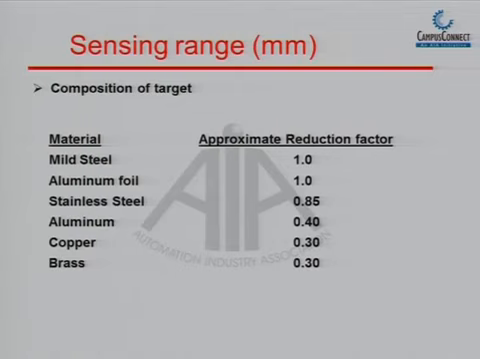Can anybody please share why is it so? Why are we not getting a 10 mm sensing distance with copper as a target or brass as a target? Sir? Conductivity and material property. Exactly, the ferrous content of the material, right. So, this is the most important factor.